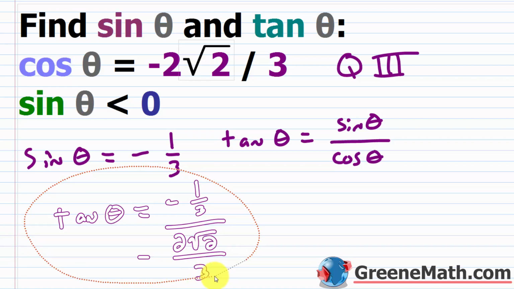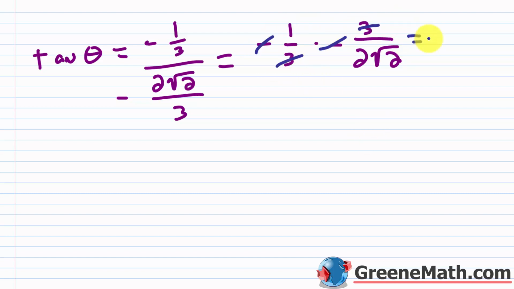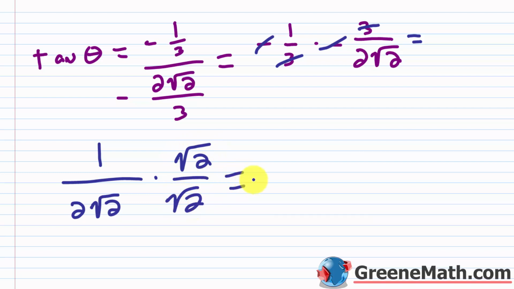Let me just copy this, and we're going to go to another sheet. We'll paste this in here real quick. So this is equal to what? It's equal to the negative of 1/3 times, flip this guy, the negative of 3 over 2 times square root of 2. Of course, the negatives are going to cancel. The 3's are going to cancel. So what I'm left with here is 1 over 2 times square root of 2. Let's rationalize. We're going to multiply by square root of 2 over square root of 2. This gives us the square root of 2 over, square root of 2 times square root of 2 is 2, 2 times 2 is 4. So square root of 2 over 4 would be your tangent of theta.